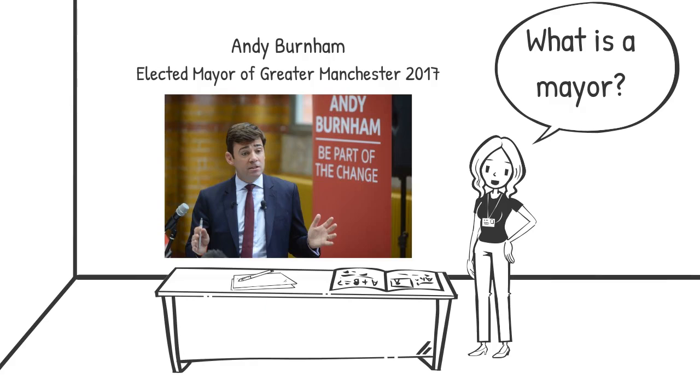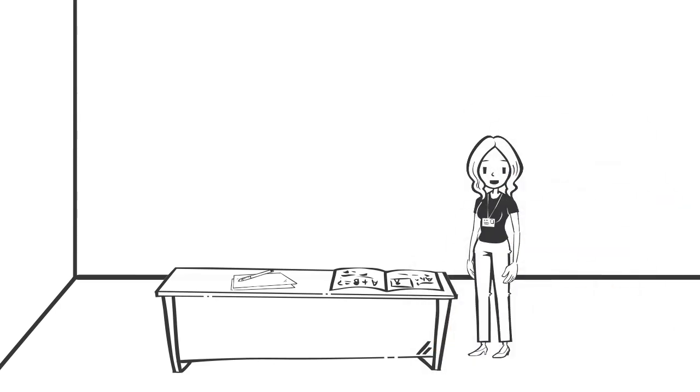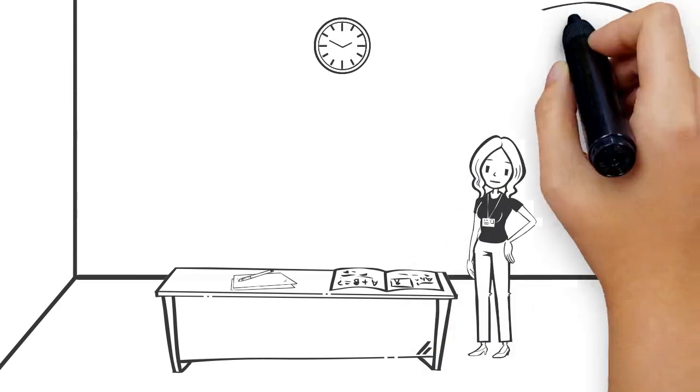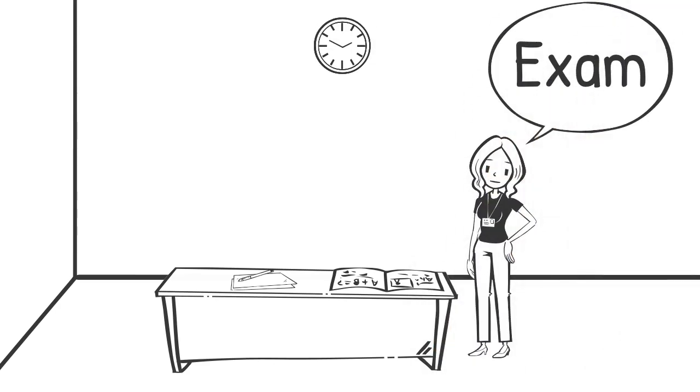The job of the mayor ranges from setting budgets and priorities for Greater Manchester's public services to acting as an ambassador for the area. They are responsible for the transport budget and are the public's voice on policing matters and other issues. In the exam you might be asked to describe the responsibilities of the council's cabinet.